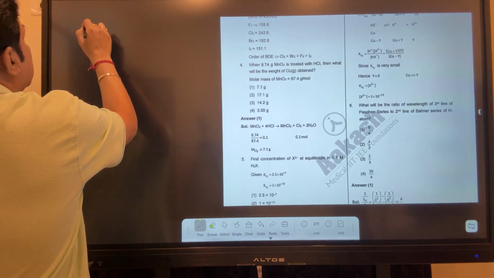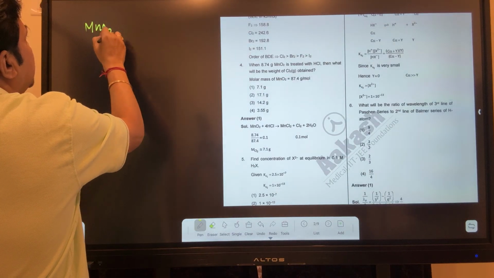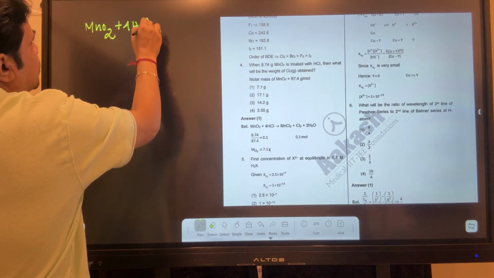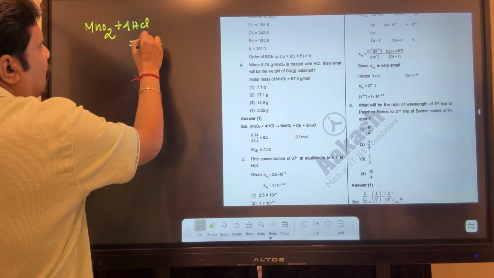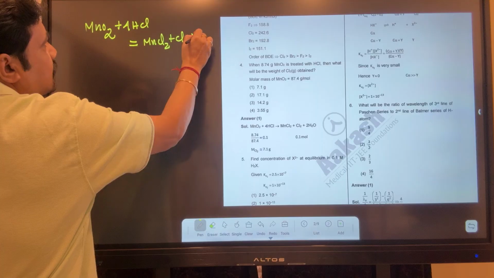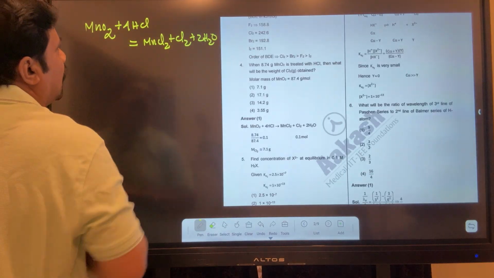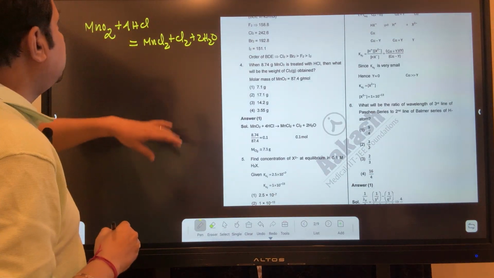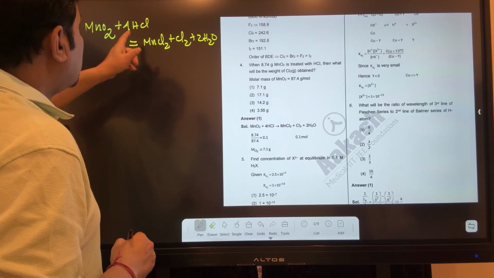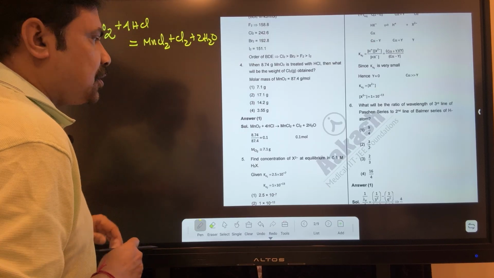The balanced chemical equation: MnO2 plus 4HCl, on reaction, will be converted to MnCl2 plus Cl2 plus 2H2O. It will form like this. Now look at the manganese balance, oxygen balance, chlorine balance. We got the balanced equation.